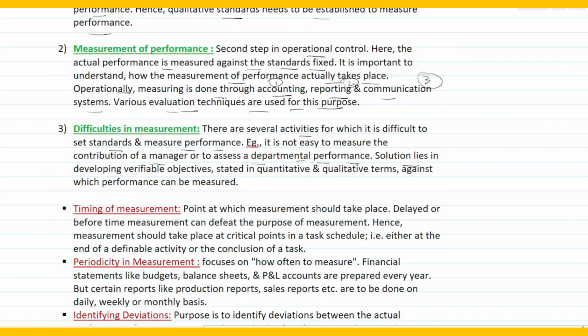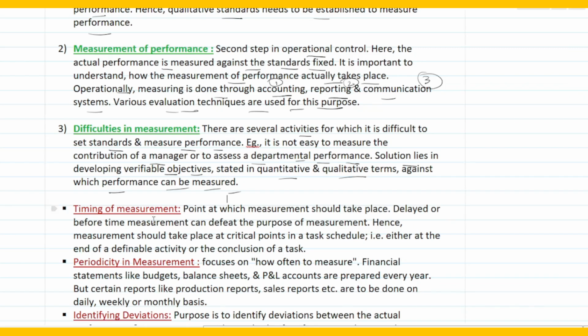Now the solution lies in developing verifiable objectives. So you should have a mechanism wherein you can verify the objectives stated in quantitative and qualitative terms against which performance can be measured. So you need to lay down some kind of standards, or rather verifiable objectives, which can be both in quantitative and qualitative terms, for you to measure the performance, right?